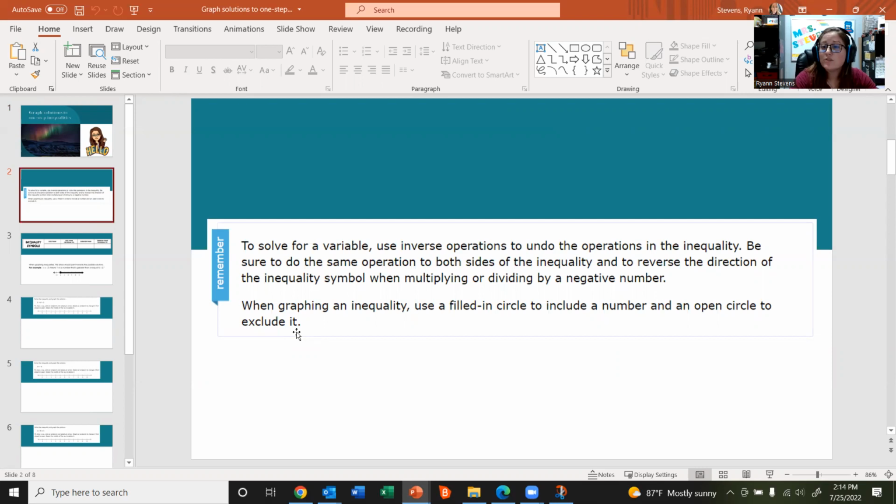You want to make sure that you do the same operation on both sides. So the inequality sign is going to replace that equal sign that we saw with solving equations. Now we're going to have the inequality sign, which we'll review in just a moment.